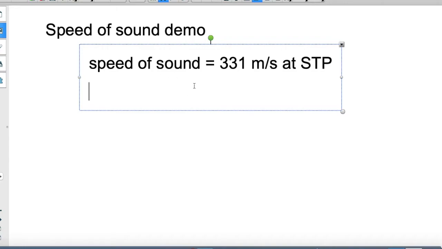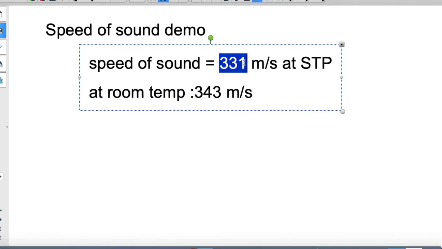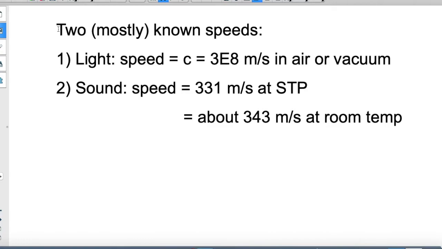At room temperature, it's closer to 342, 343 meters per second. So the nice thing is we can use these numbers. In fact, anytime you ever want to use 331, that'll work just fine, unless they tell you another number. On tests for me, I allow 331, 342, anywhere in that range. So these are mostly known speeds.